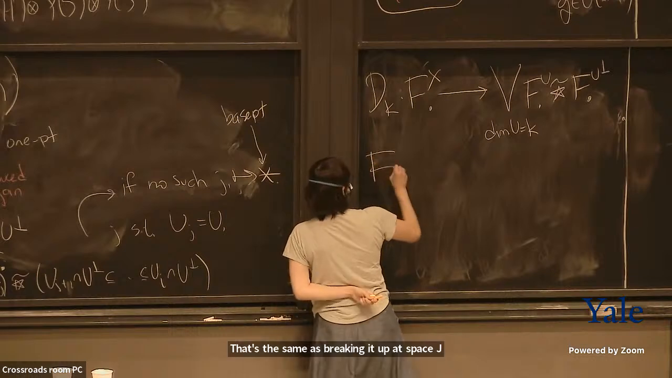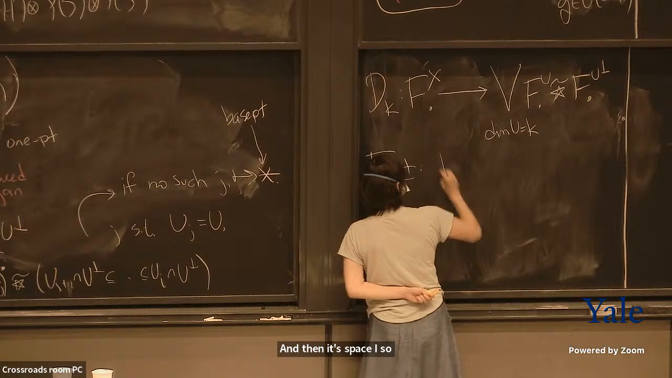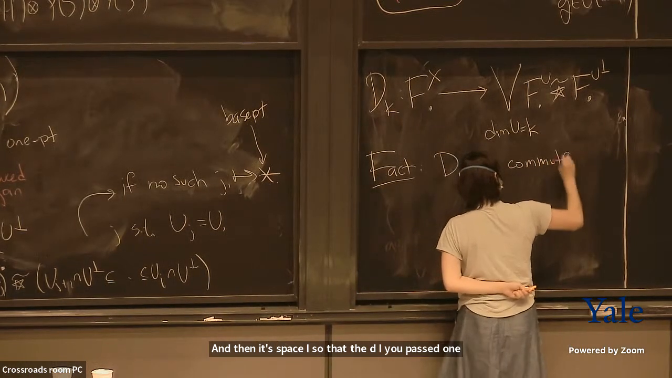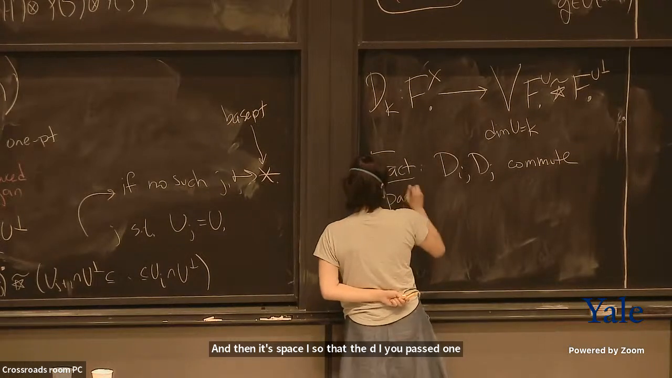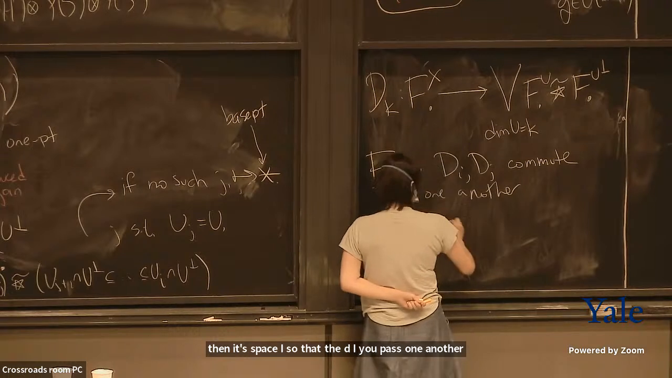So now you're going to dig ahead to the name. This is just a fact. The DI and DJ commute past one another. So this gives us this Dane cube.